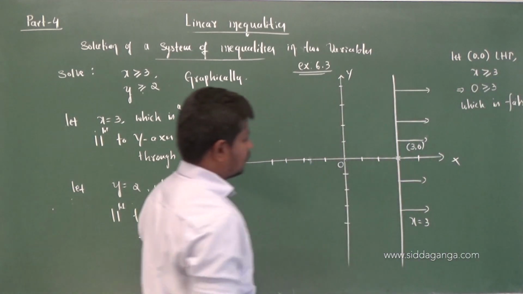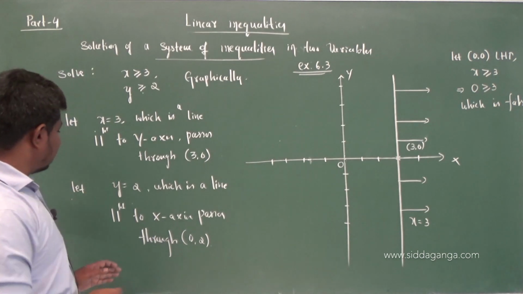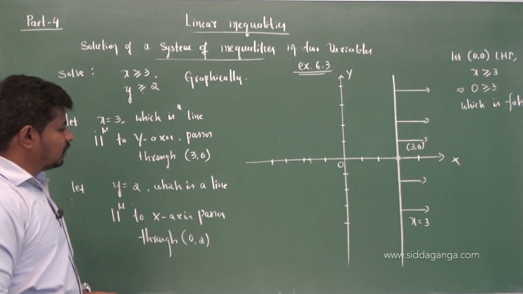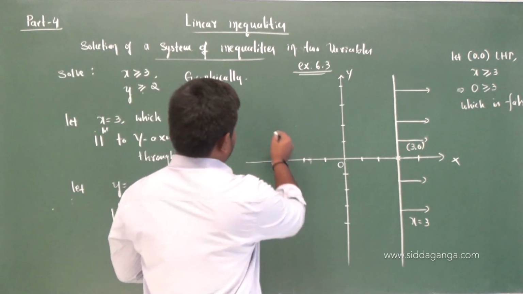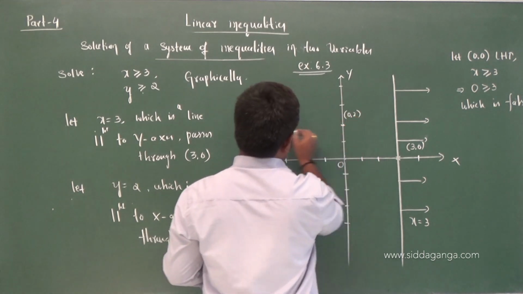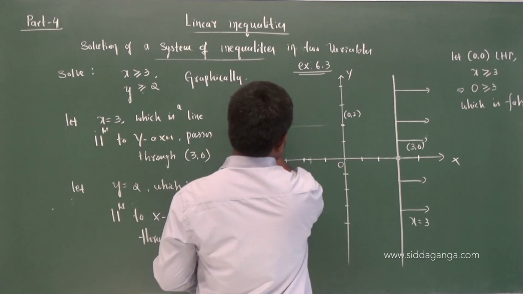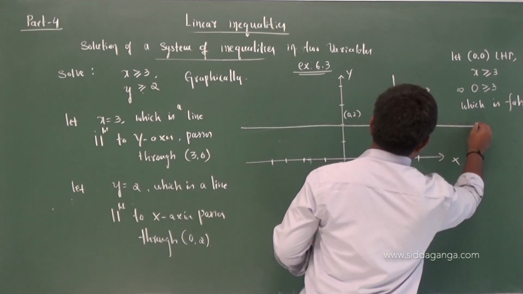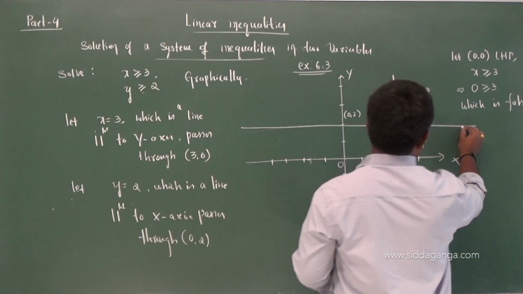Okay, now let's draw the second line, that is y is equal to 2, which is a line parallel to the x axis and passes through 0 comma 2. So this is the line through 0 comma 2. This is y is equal to 2.